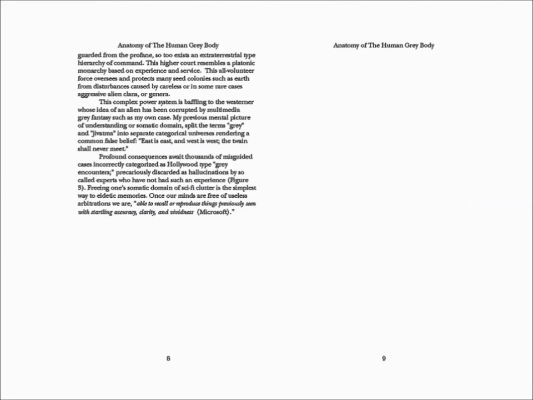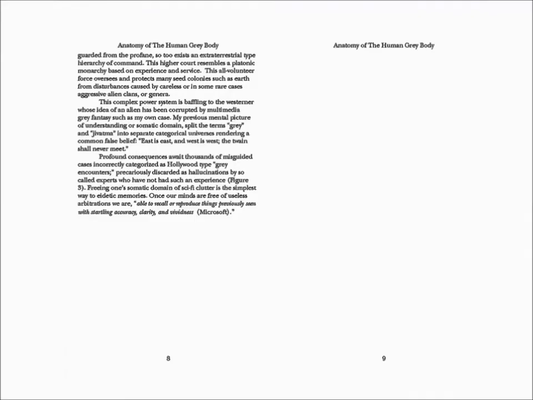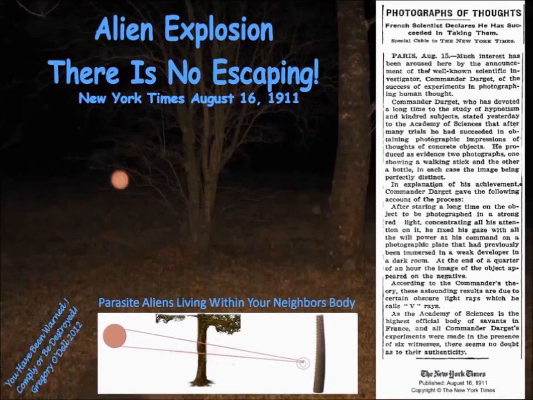Intergalactic travel by craft, instrument, or wave is neither beneath nor beyond their capabilities. Just the most advanced technology of Earth is guarded from the profane. So there exists an extraterrestrial type hierarchy of command. This hierarchy resembles a Platonic monarchy based on experience and service. This all-volunteer force oversees and protects many seed colonies, such as Earth, from disturbances caused by careless, or in some rare cases, aggressive alien clans or genre.